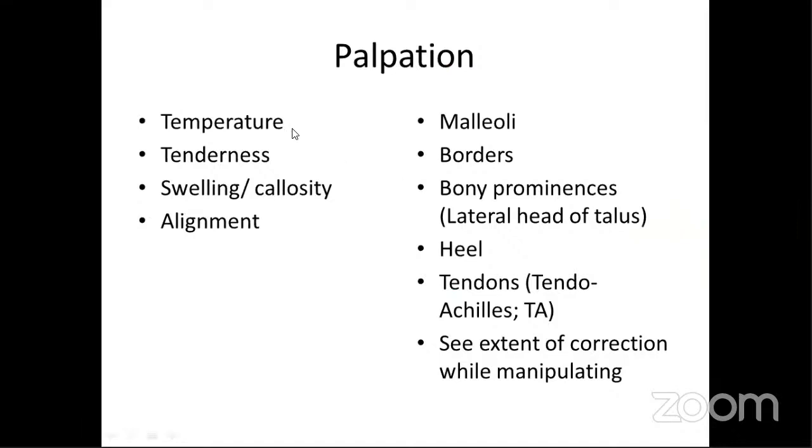Irrespective of the organ you're palpating, it must be systematic, and temperature, tenderness, swelling, callosity, and alignment must be seen. Now, where to look? The points to be palpated include bony prominences, including the malleoli, the lateral head of the talus, the borders, the heel, and the tendons which are contracted, like the tendo Achilles, and sometimes we will also palpate the tendons of tibialis anterior and tibialis posterior. And very important, you must see the extent of correction while you are palpating.